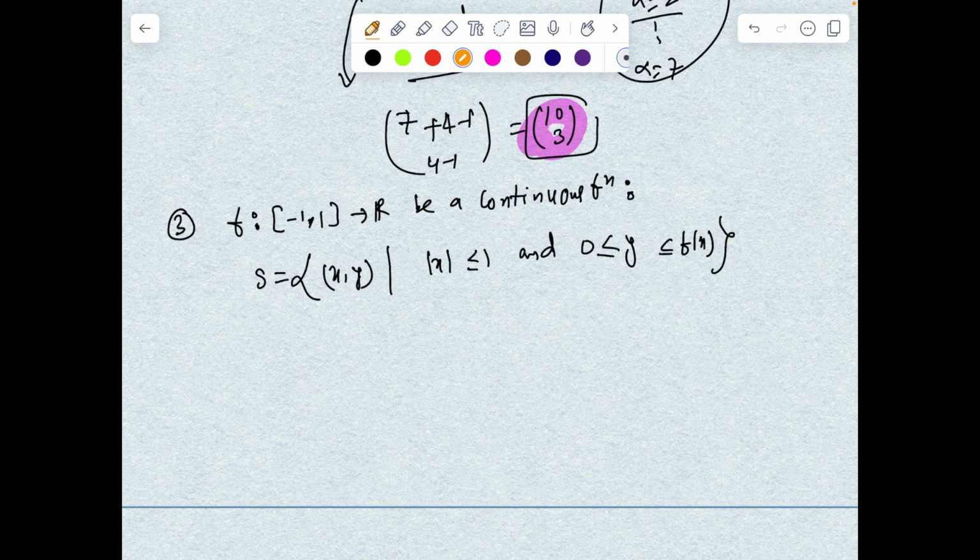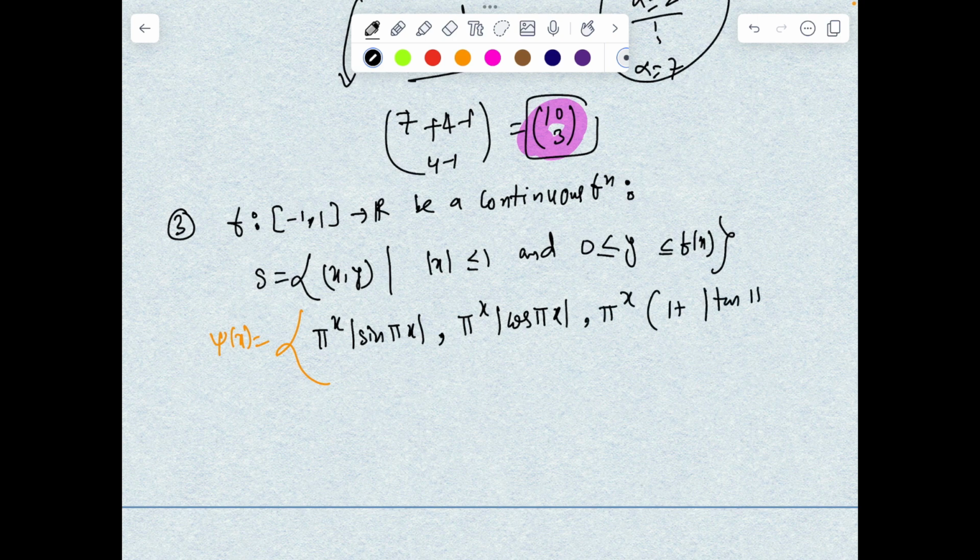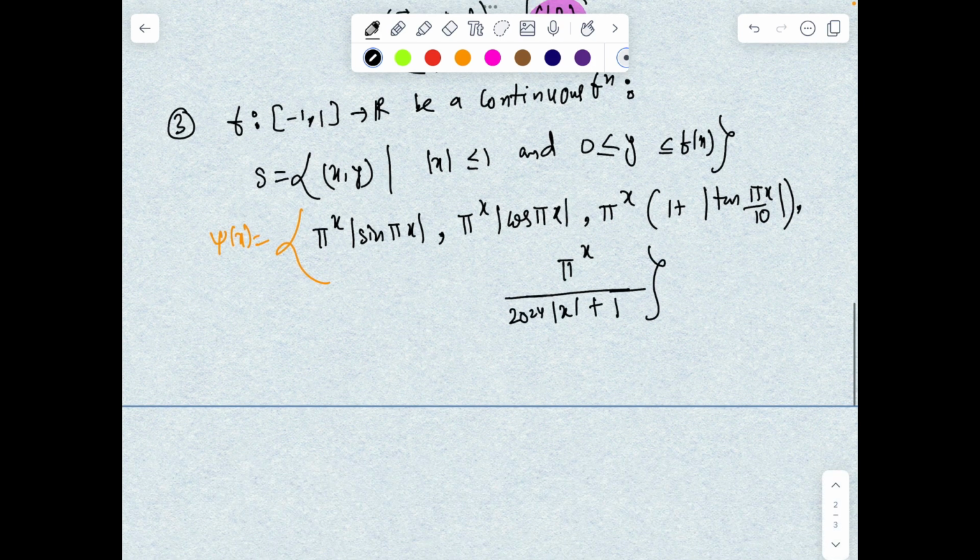Now the question is, what is the probability that the area of region S? So now we select a set of functions. Let's say psi of x is a set of functions: pi to the power x sin(pi x), pi to the power x |cos(pi x)|, pi to the power x (1 + |10 pi x / 10|), and pi to the power x divided by (|2024x| + 1).